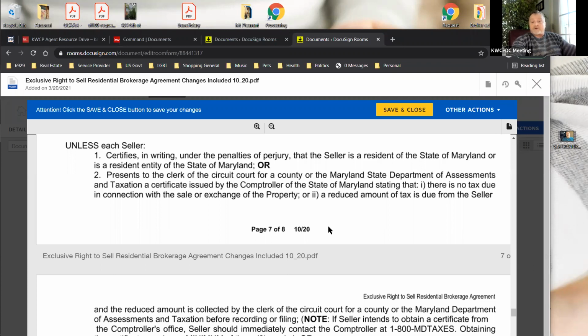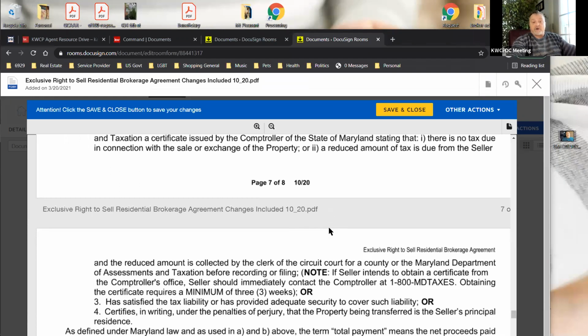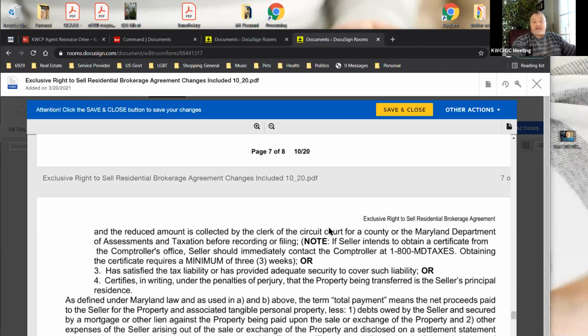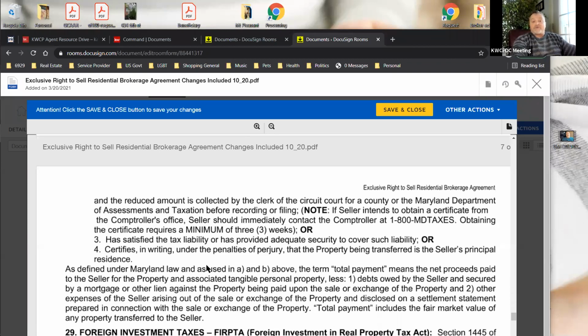A reduced amount of tax is due from the seller, and the reduced amount is collected by the clerk of the circuit court for a county or the Maryland Department of Assessments and Taxation before recording or filing. Chances are they're not going to get that either. If the seller intends to obtain a certificate from the comptroller's office, seller should immediately contact the comptroller at 1-800-Maryland-Taxes, obtaining the certificate, and it requires a minimum of 3 weeks.